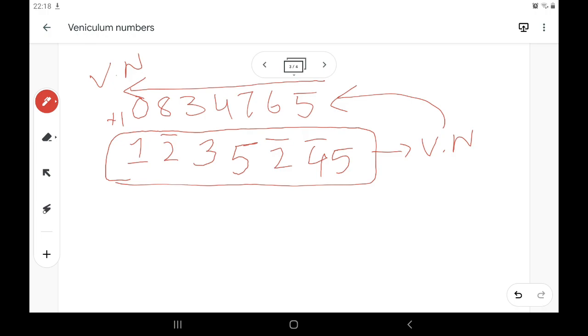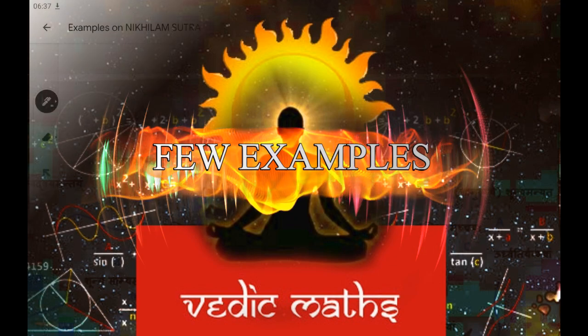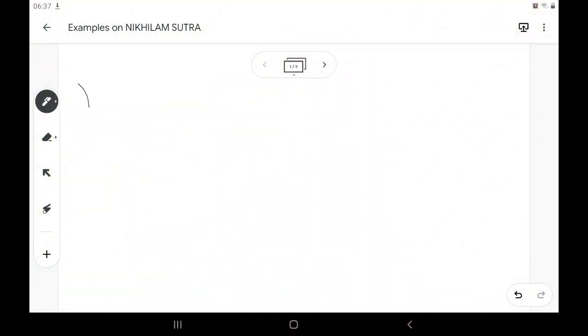So I hope you understood how to convert a given number into its Vinculum form. So we are going to use this Vinculum number concept while solving a few complicated division calculations using Nikhilam Sutra. Let's solve a few problems using Nikhilam Sutra. Problem 1. This is quite a simple problem. 899 divided by 98. We are going to use the deficiency of the divisor for solving this problem using Nikhilam Sutra.